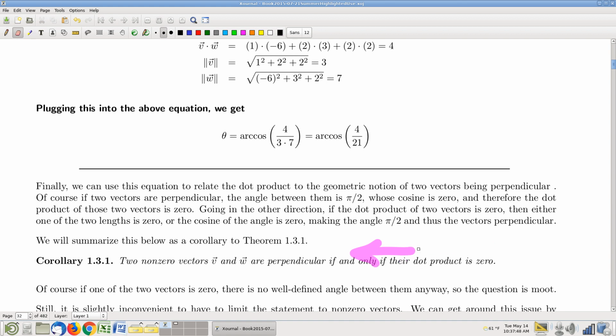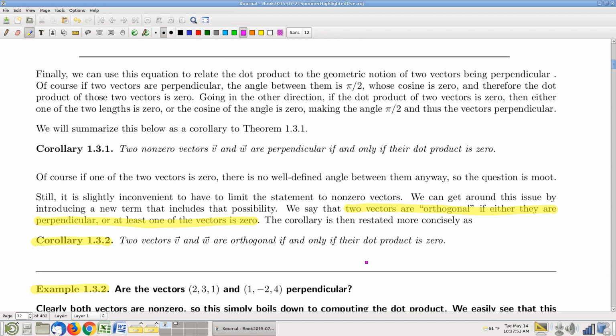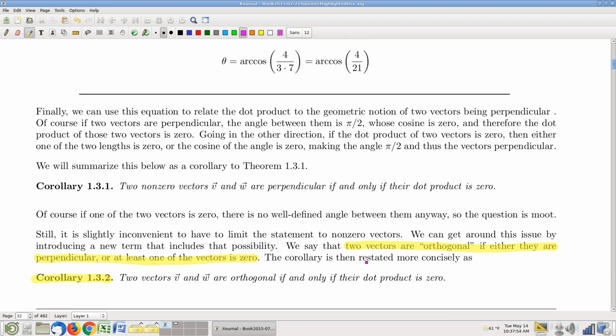So in order to avoid these kinds of problems, we have a related idea. It's very closely related to the idea of perpendicular. It's not the same. The word is orthogonal. Two vectors are orthogonal if one of those possibilities happens. In other words, said differently, two vectors are orthogonal if and only if the dot product is zero. So orthogonal is a nice word. It encapsulates a bunch of possibilities, all of which correspond to the dot product is zero.